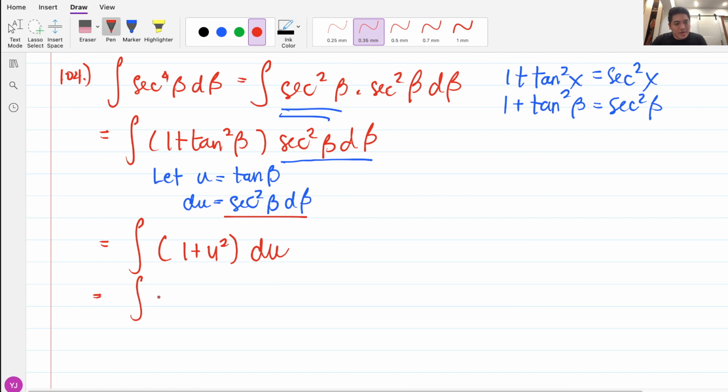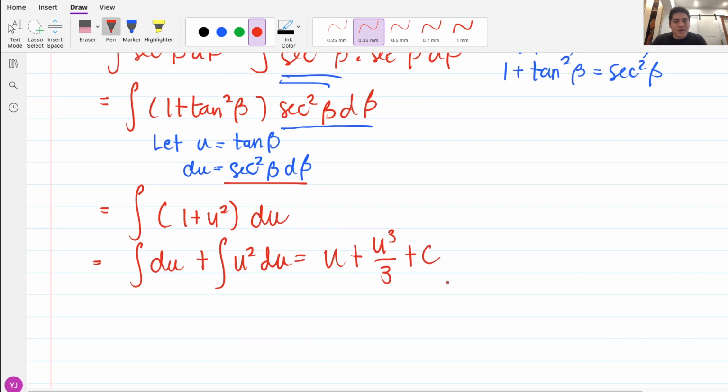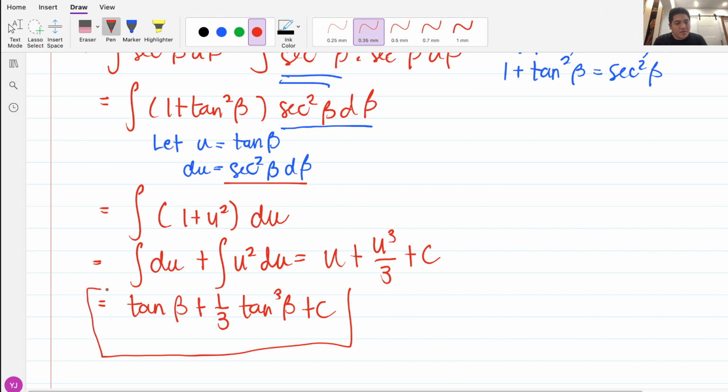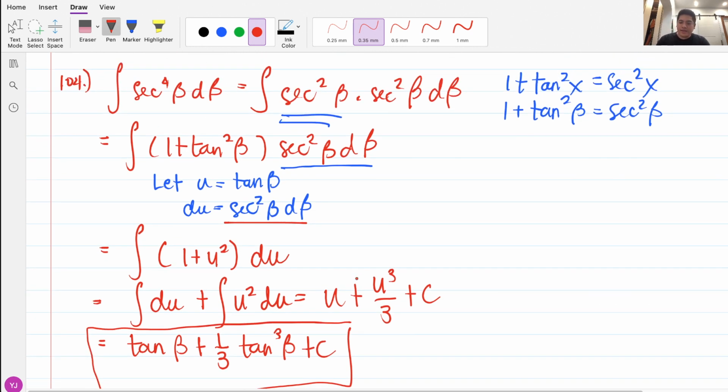So we simply use u substitution. So it's very easy. We can distribute the integral sign in the du. Integrate this, that would be u plus u raised to 3 all over 3 plus c. But our u is tangent of beta, so we can back substitute it. So we have tangent of beta plus 1/3 of tangent of beta cubed plus c. So that will be our final answer for this problem 104. It's pretty easy, right? So we just have to remember the identities.